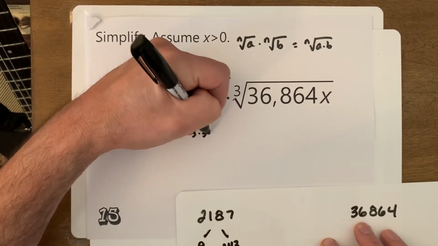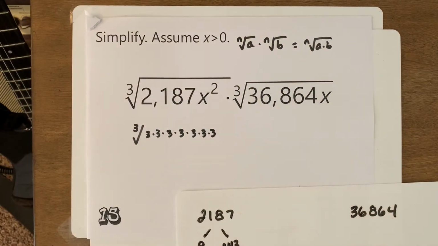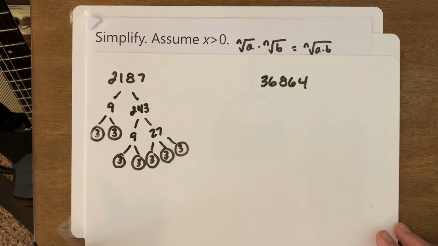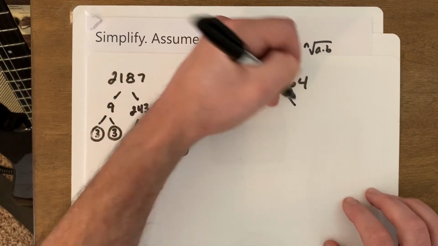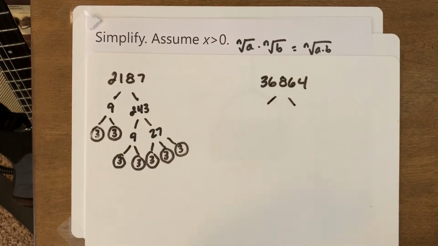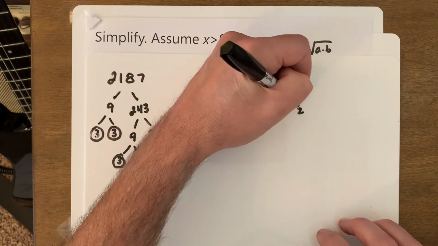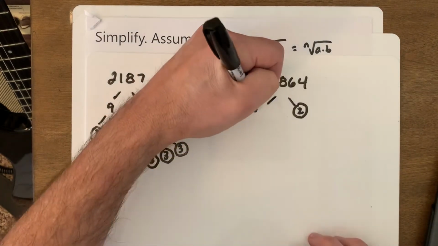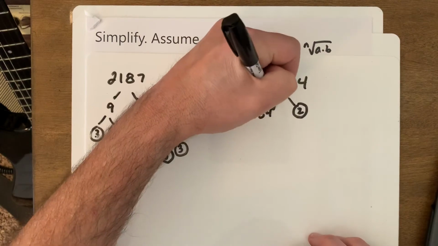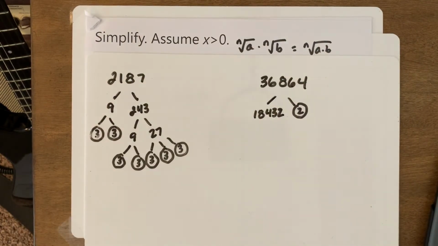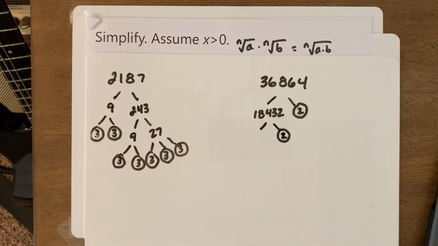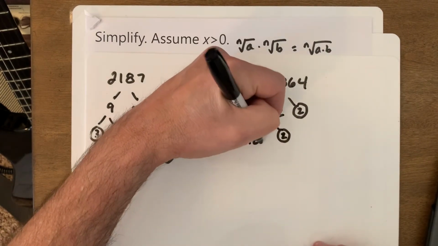Five, six, seven. I may regret that. I don't know if I'm going to go all the way out here. It's possible. All right, so let's check this one out. Okay, so it ends in a four, which means it's even. So let's just go ahead and do it. Two. Okay, so we got 36,864 divided by 2, and that is 18,432. Again, that's even, so we're going to divide that by 2 again. And then we get 9,216.